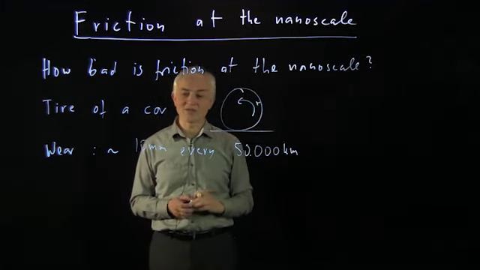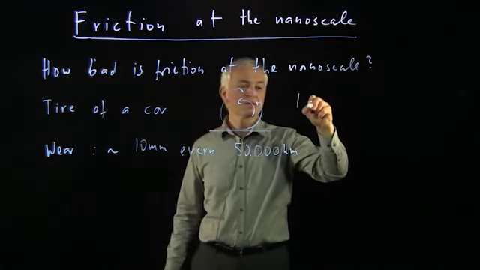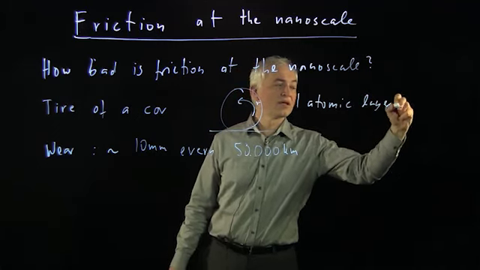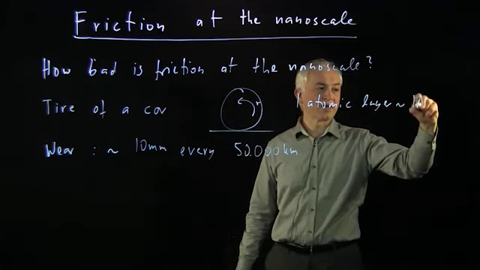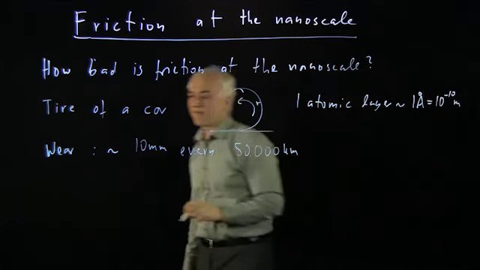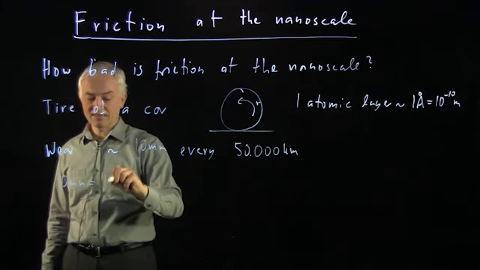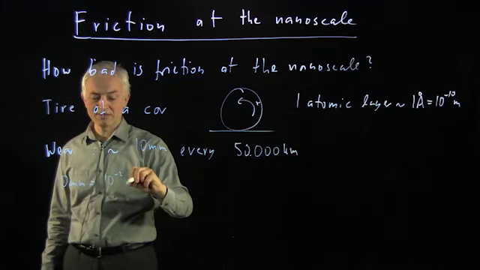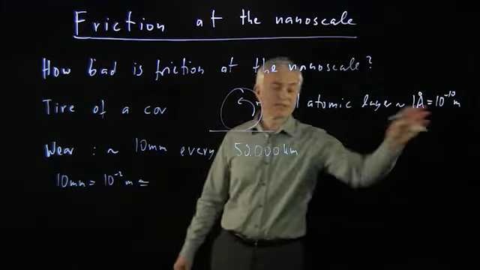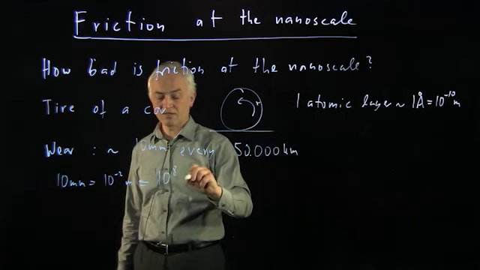Now, how many atomic layers is 10 millimeters? If we say that one atomic layer is on the order of, let's call it 1 angstrom, which is 10 to the minus 10 meters, then 10 millimeters is 10 to the minus 2 meters. So that is equal, since one layer is 10 to the minus 10 meters, to 10 to the 8 atomic layers.